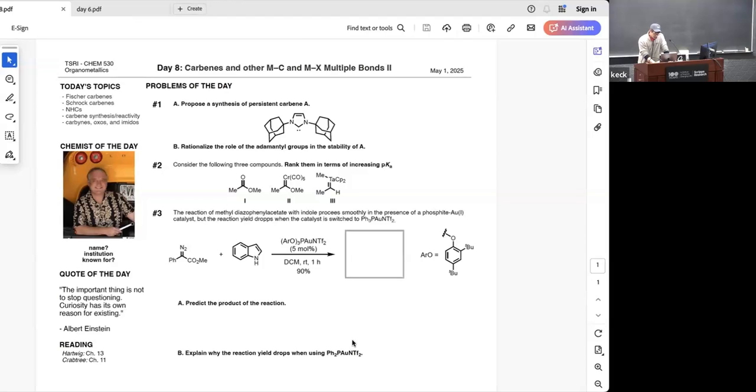Just to situate everybody in terms of where we are in the syllabus as we lead up to the midterm, we're wrapping up elementary steps here, a few additional notes, then we'll jump into metallocarbenes and then move forward to catalysis, ligand design, and then ultimately case studies of individual catalytic reactions that are of high importance.